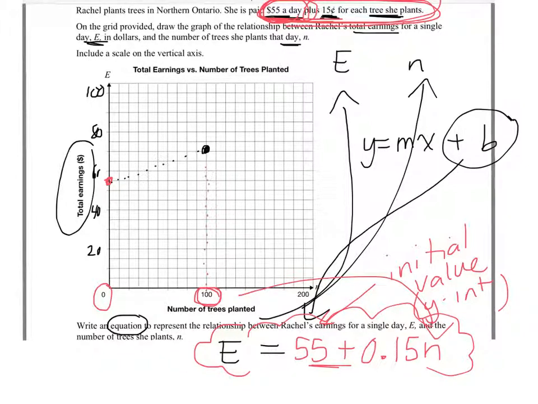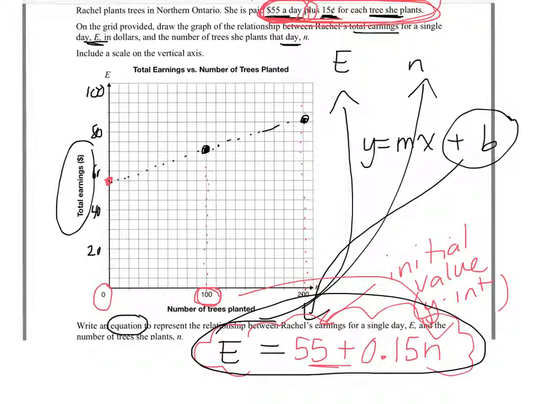And let's do the last point, 200. If she plants 200 trees, I know it's going to be somewhere around here. What is it? How much does she earn? $85. 85, right here. Okay? So your graph should look something like that. And this is the equation everyone should have come up with. Doesn't matter if I write that as E equals 0.15 N plus 55, or if you write it as 55 plus 0.15 N. Same thing.